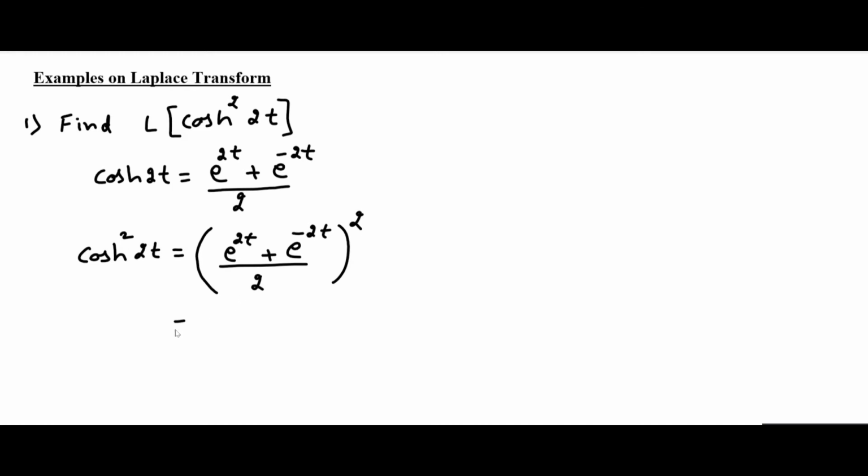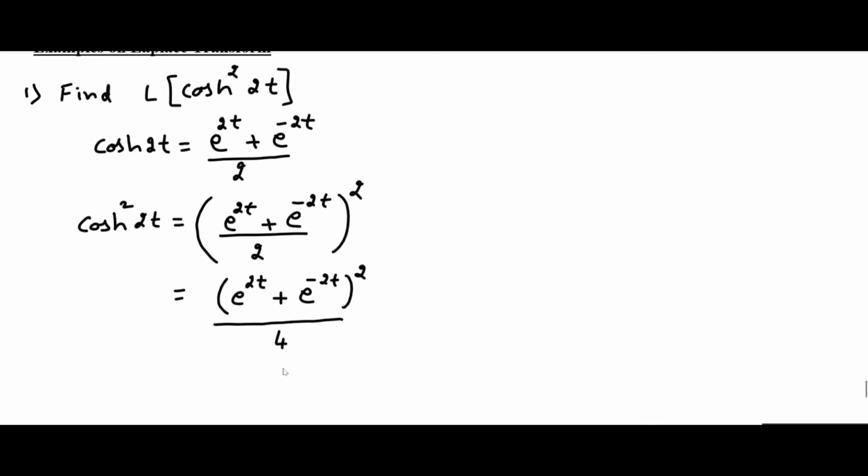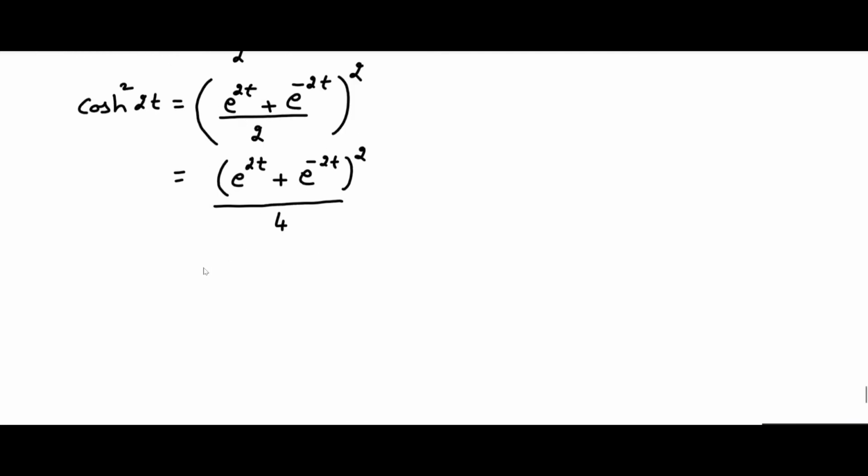So this will be equal to, if you try to square, the numerator will become square, so e power of 2t plus e power of minus of 2t whole square divided by the denominator, which is also squared, 2 square will be 4. So try to see the numerator value. The numerator is in the form of a plus b whole square. So let us use the formula for a plus b whole square, which will be a square. So e power of 2t whole square, it is a square plus b square. B square will be e power of minus of 2t whole square.